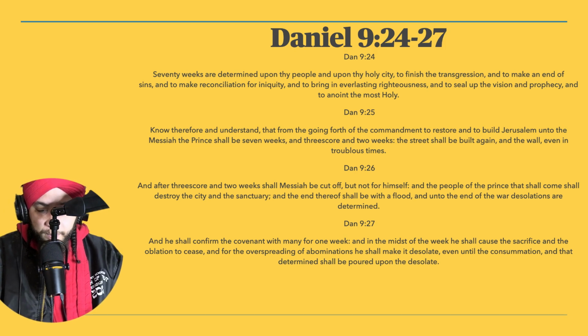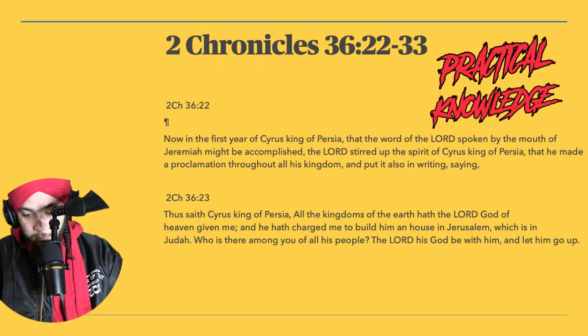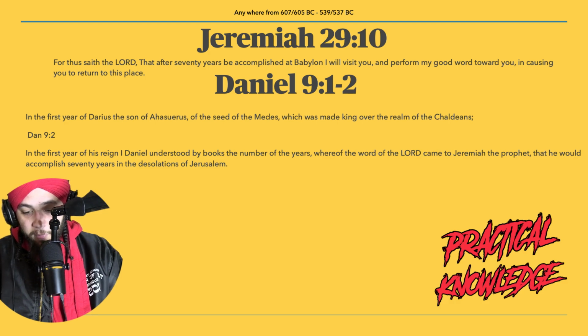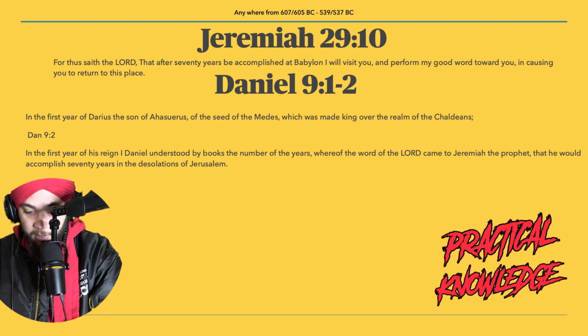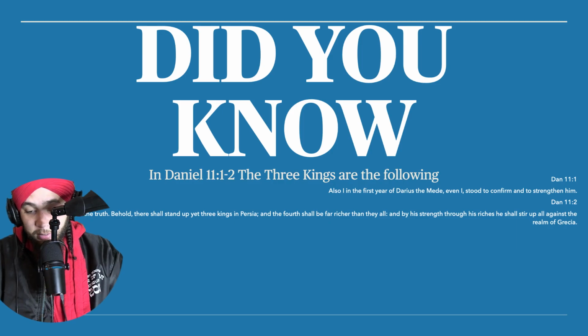Daniel is aware, like we read in Daniel 9:1 earlier. In the first year of Darius, the son of Ahasuerus, of the seed of the Medes, which was made king over the realm of the Chaldeans, in the first year of his reign, I, Daniel, understood by books the number of the years whereof the word of the Lord came to Jeremiah the prophet, that he would accomplish 70 years in the desolations of Jerusalem. So Daniel knew it was going to be 70 years, give or take, precisely, that we would be under the Babylonians until Cyrus came into play, right?